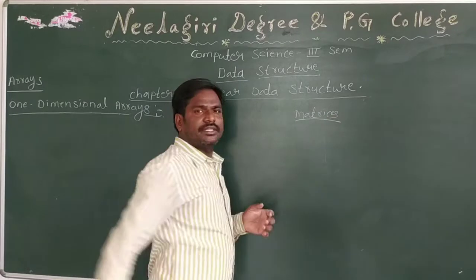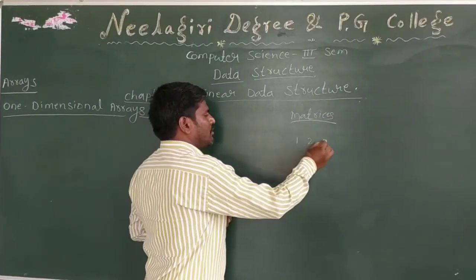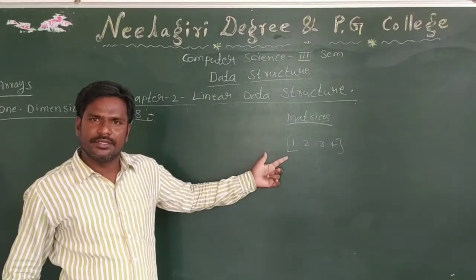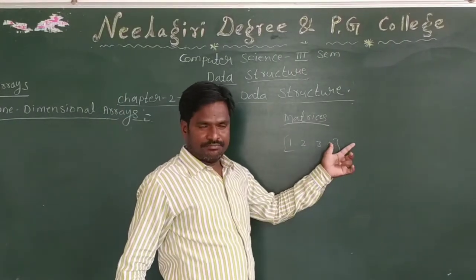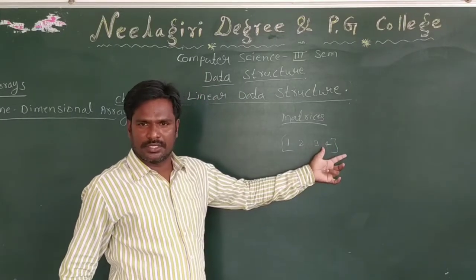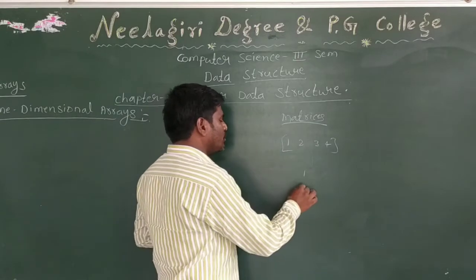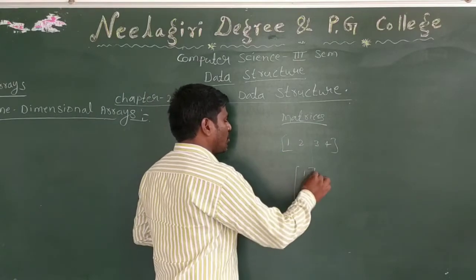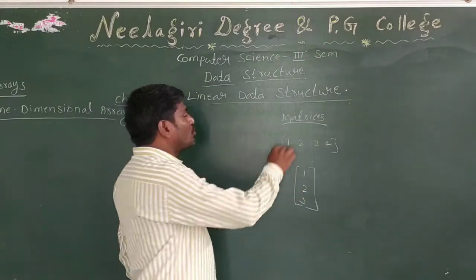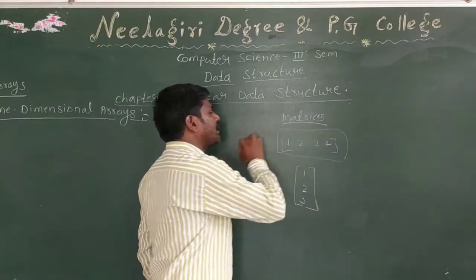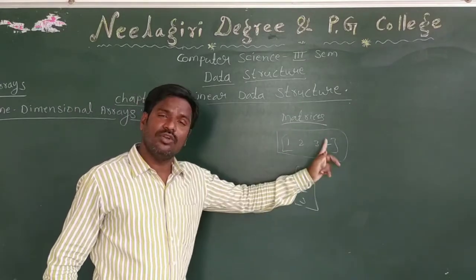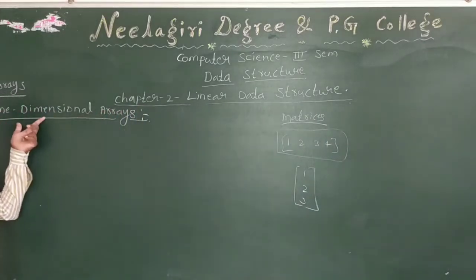In matrices, this one is also a matrix. It is a row matrix. In Telugu you can say addu varsa matrix. It is a row matrix. This is another matrix, a column matrix. There is only one column. So to represent this type of matrices, with only one row and not columns, we use the one-dimensional array.